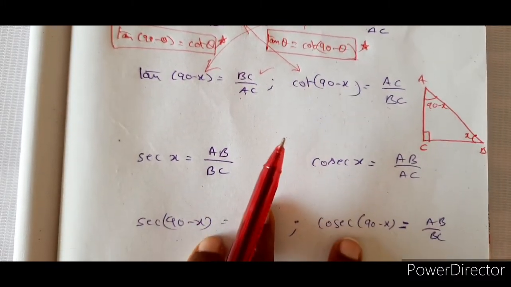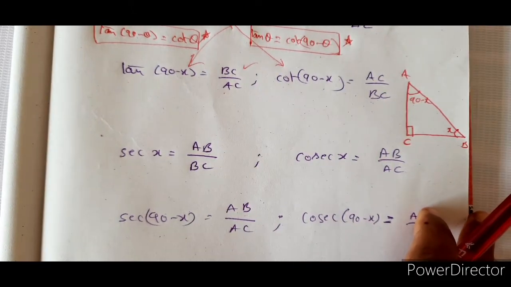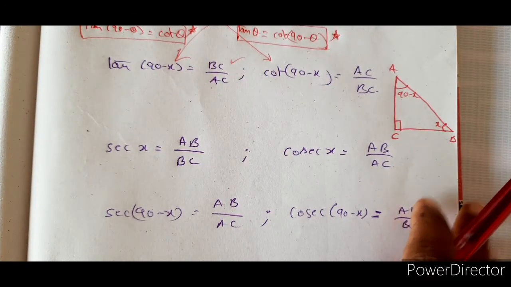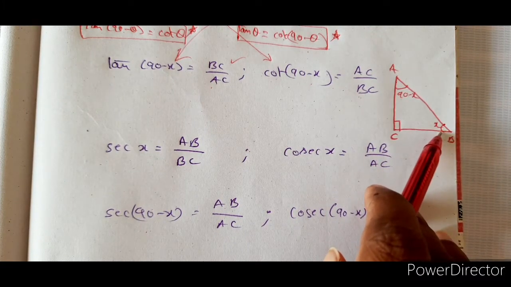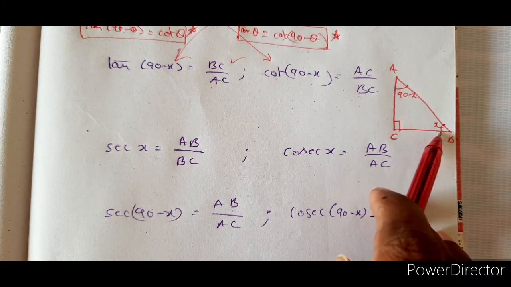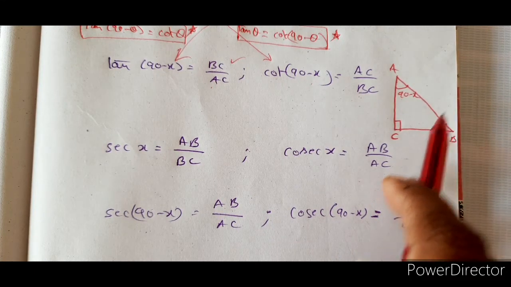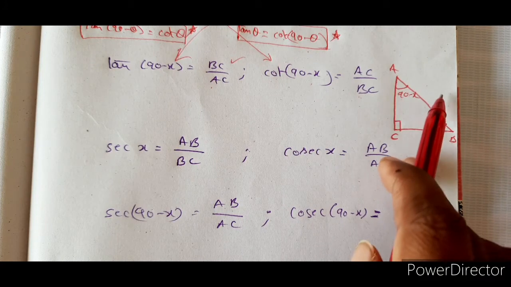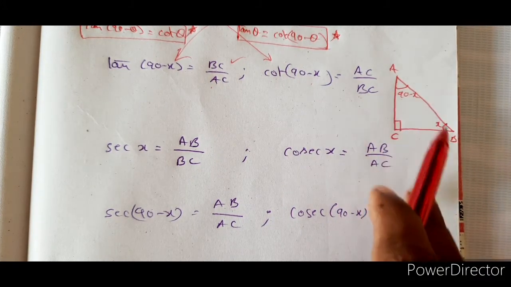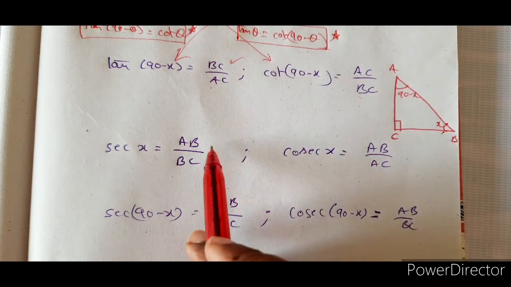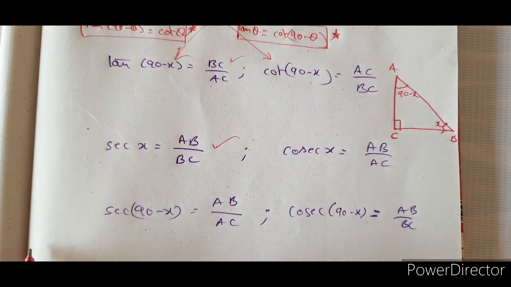Secant x and cosecant x. We are left with secant and cosecant. What is secant x? Reciprocal of cos x. What is cos x? Adjacent by hypotenuse. Secant x is hypotenuse by adjacent. This is the hypotenuse. This is the adjacent. So, AB by BC. Secant x is equal to AB by BC.